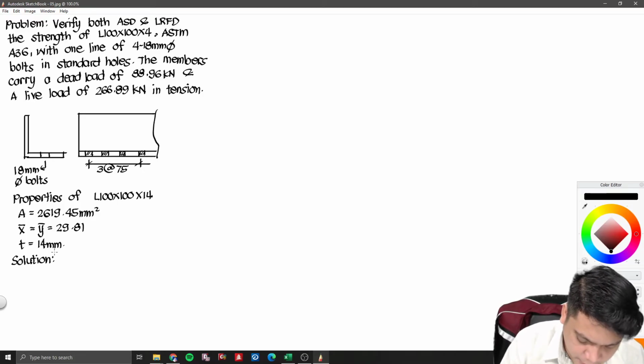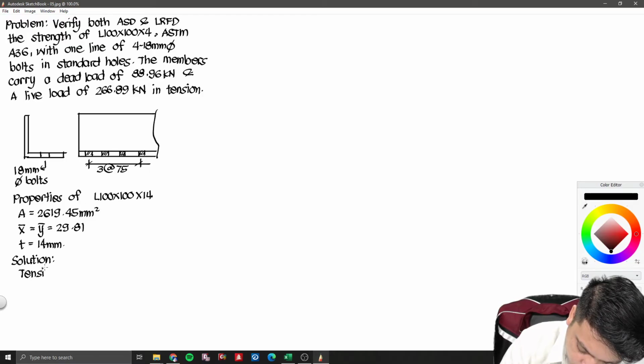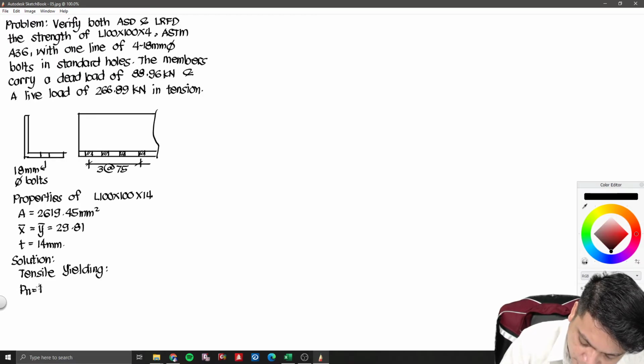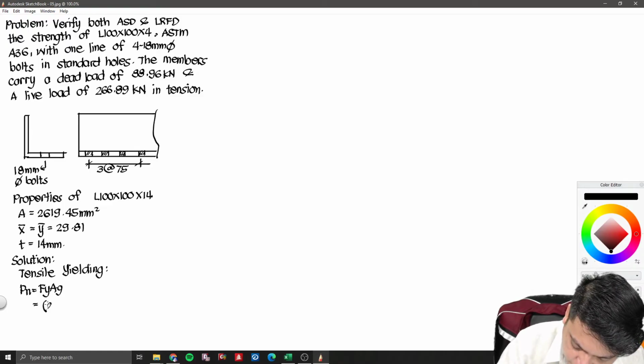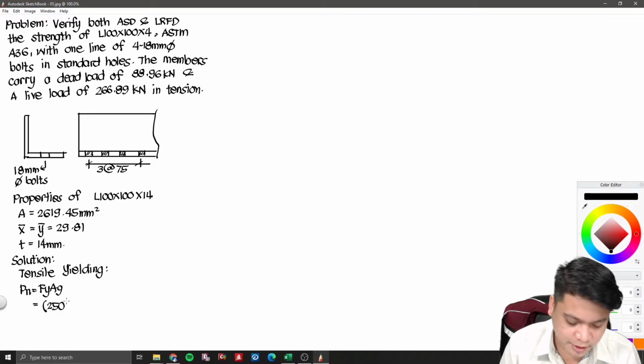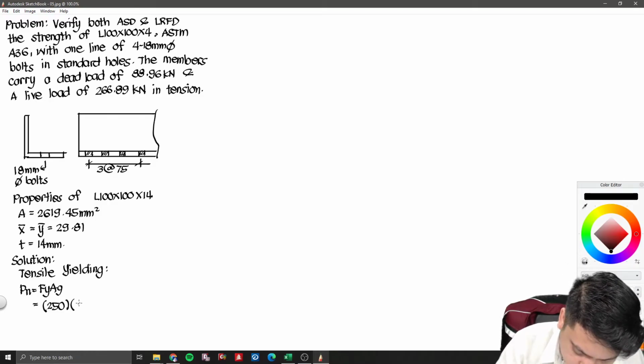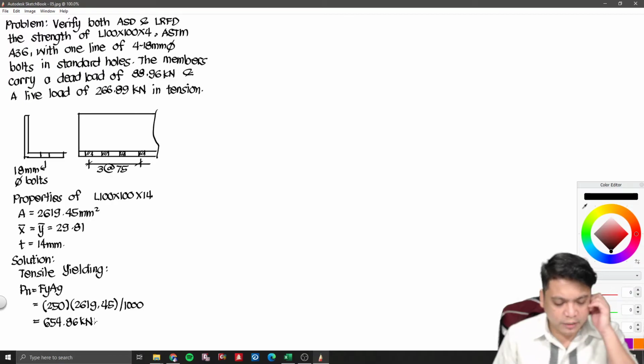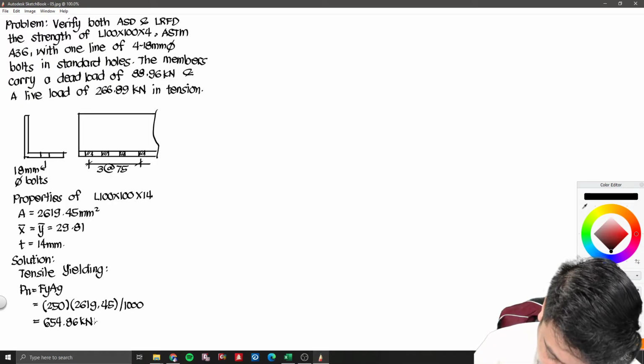Okay, let's first do tension yielding, or the tensile yielding failure or limit state. So, we will have Pn equals to Fy multiplied by the Ag. I will use 250. When nothing is given, we may use 250. Sometimes it's 248. So, 250 multiplied by the Ag, 2619.45, and then I will divide it by 1,000 to be in kilonewton. So, you will have here 654.86 kilonewton.